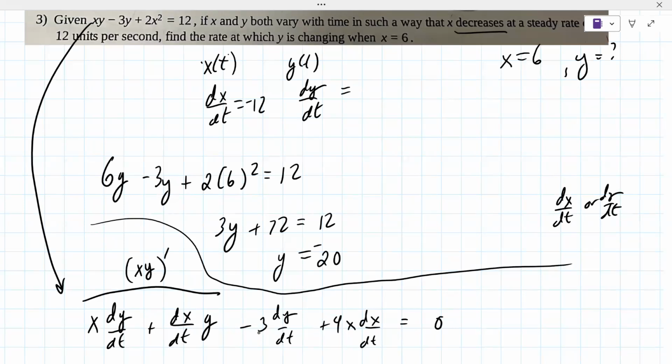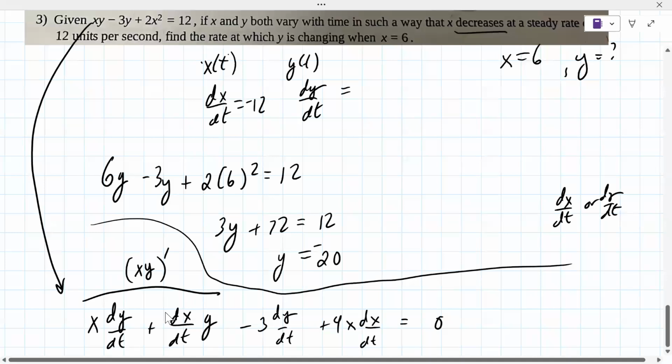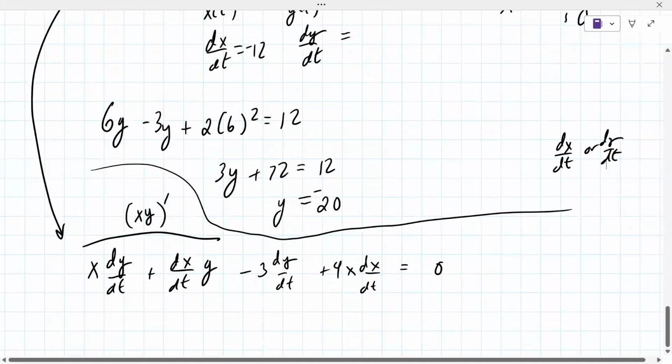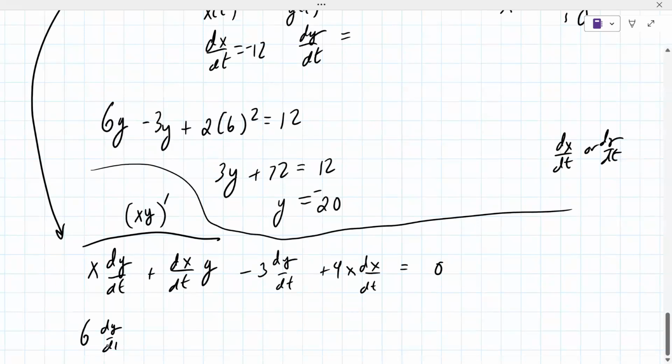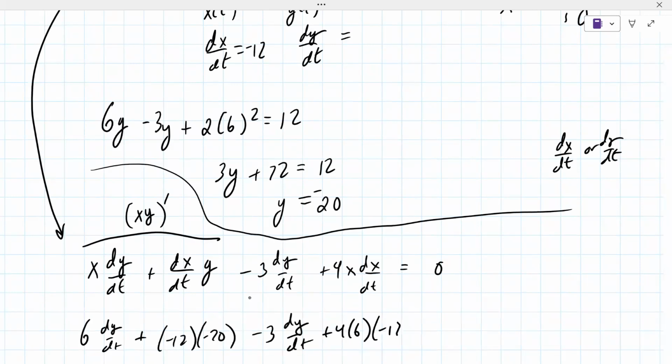And this is where I think we just decided that you would prefer to put the numbers in at this point. Don't let me influence you, that would be an option here. So x is 6 dy/dt plus dx/dt is -12. y was -20. dy/dt is, and by the way, these are way different than the problems in your book. I'm sure you know that by now. Yeah, they're way harder. 4 times 6 times -12 equals 0.